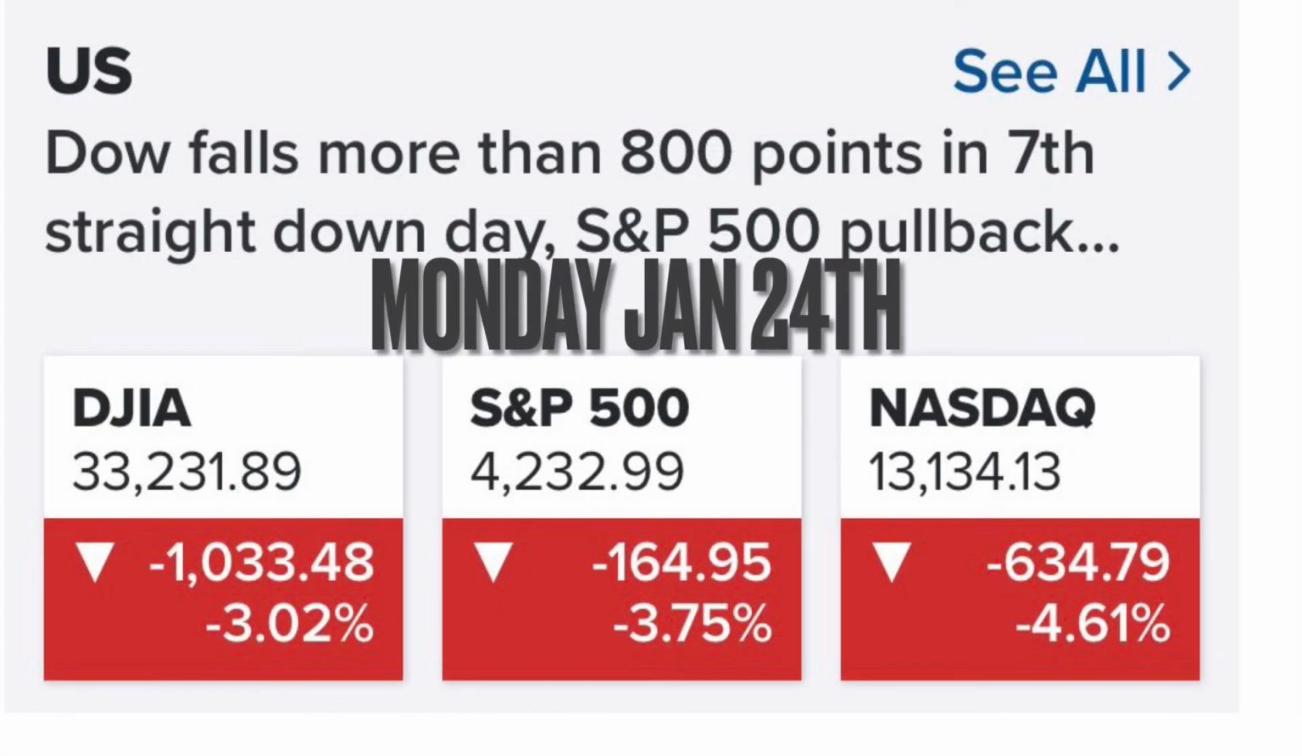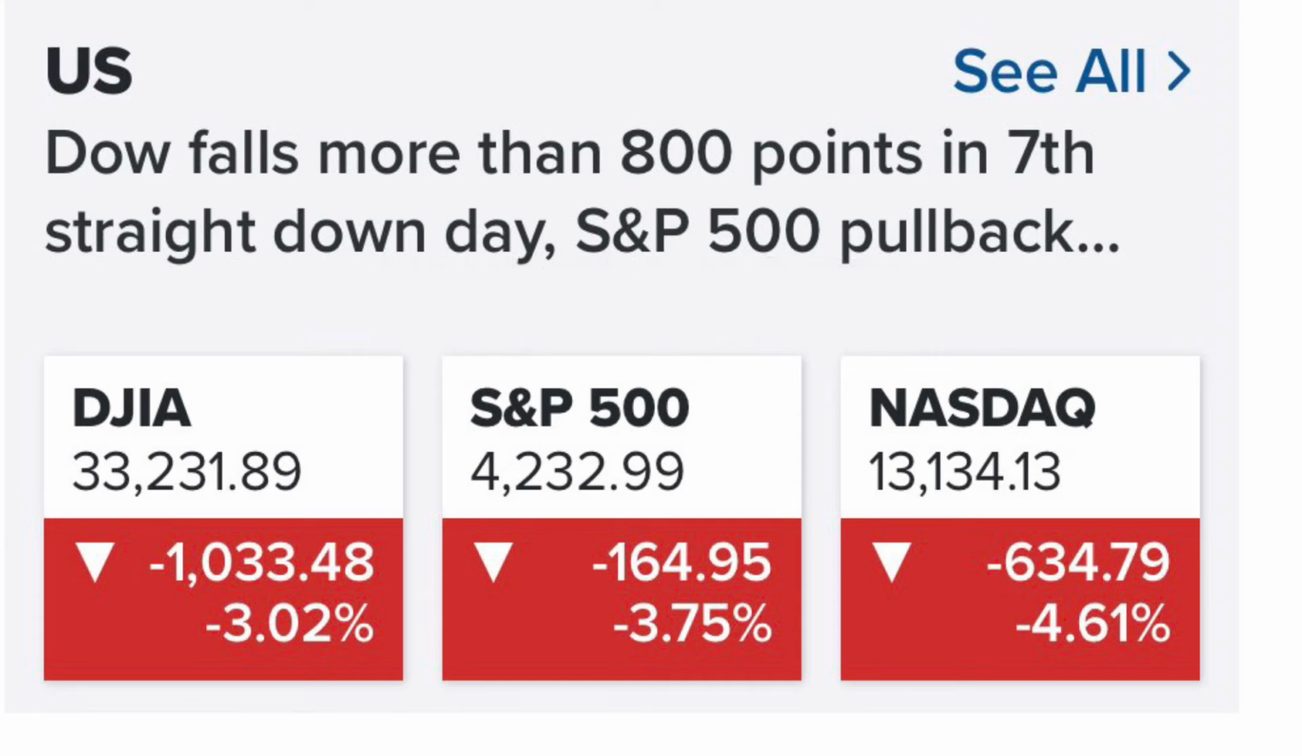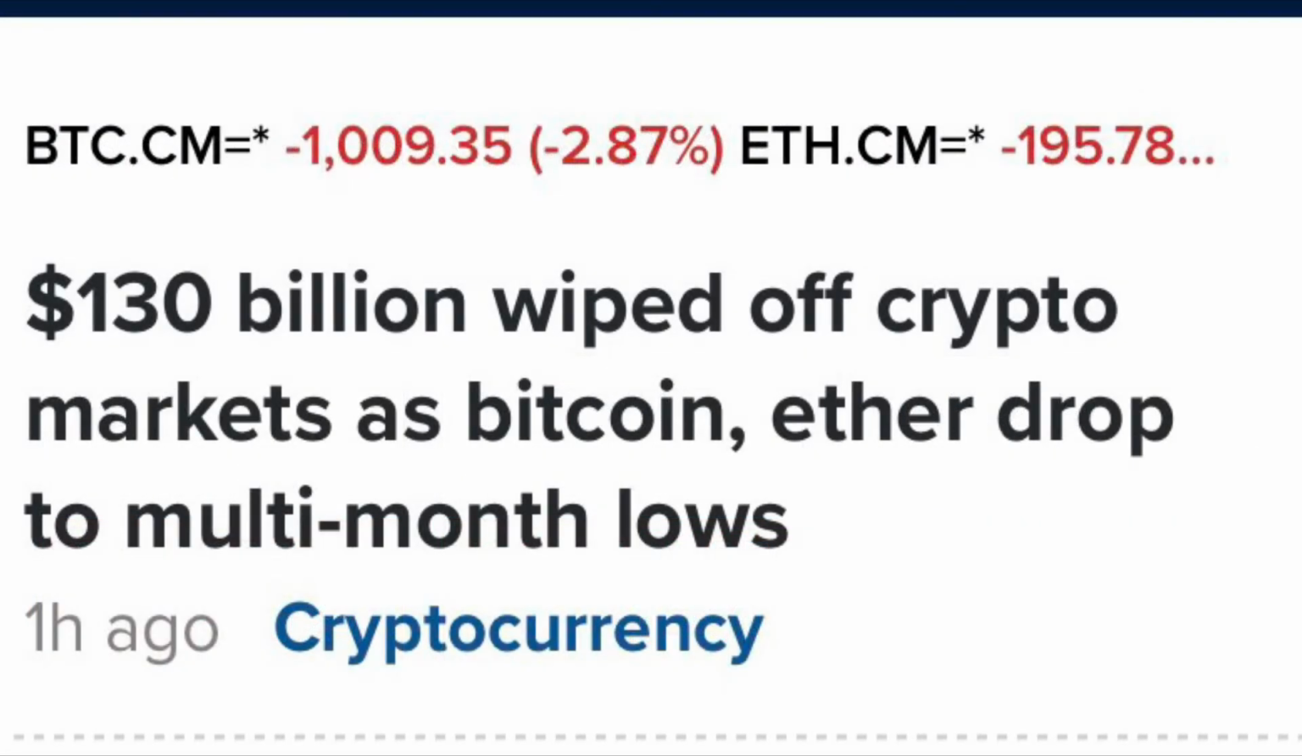Voila. Dow Jones falls more than 800 points in 7th straight down day. S&P 500 pulls back. And if you look here below where you see the red, Dow Jones on the left, negative 1,033 points. S&P 500, 164. NASDAQ, 634. That's showing the markets in red. Even Bitcoin was wiped out by 130 billion.